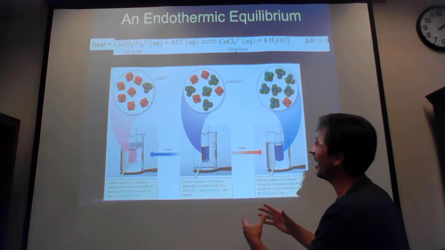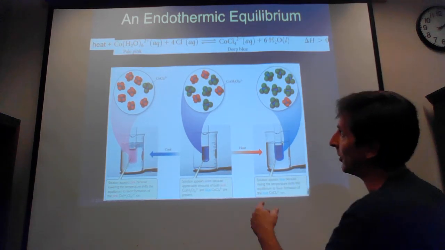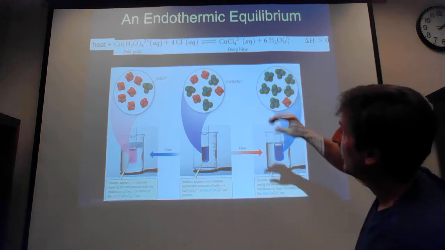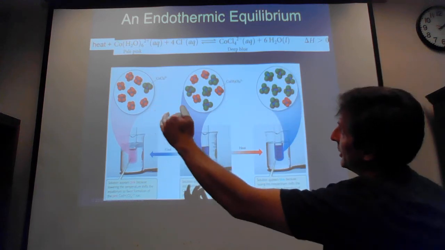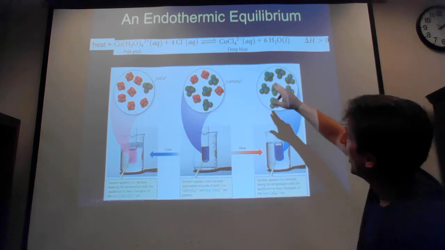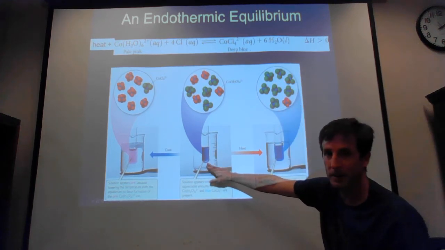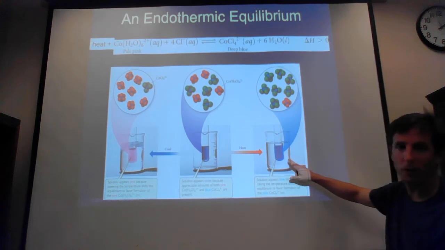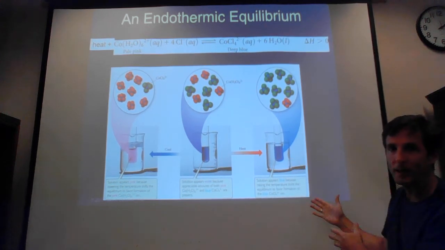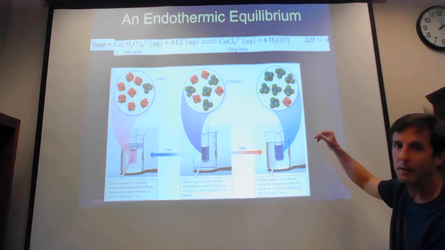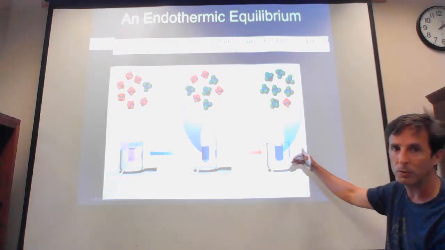The purple is a mixture of the pink and the blue. If I heat it up, it's going to shift toward the right. The complex on the right is more blue, and what I notice is my purple color turns into more of a deep blue color over here. When I heat up the reaction, it shifts toward the right, making the solution become more blue.